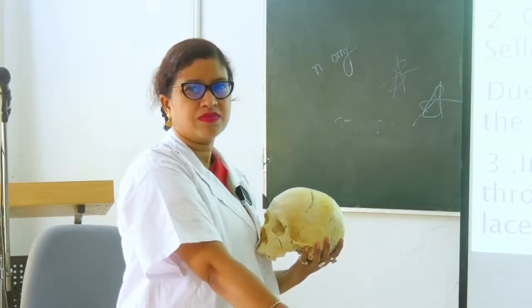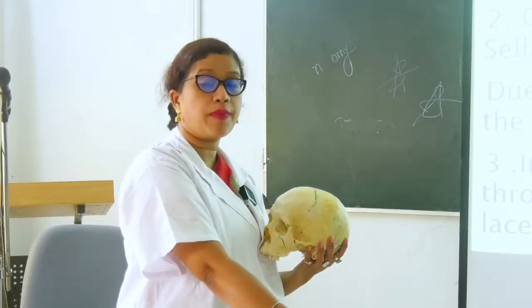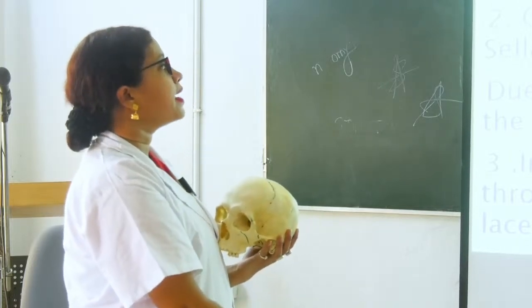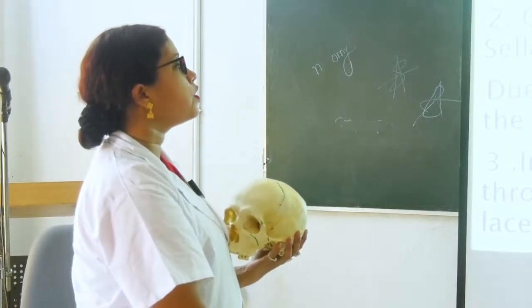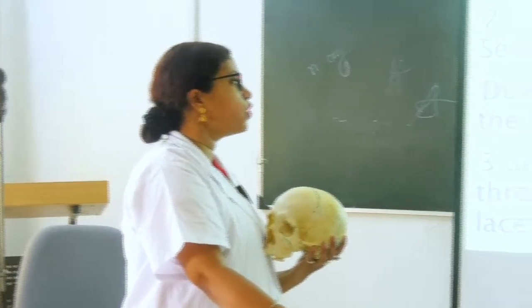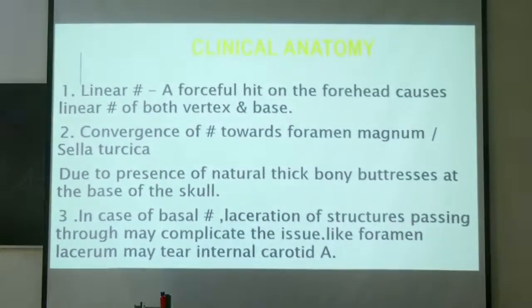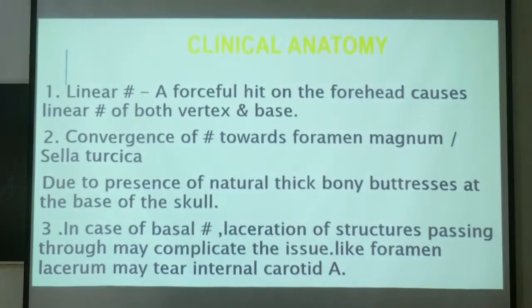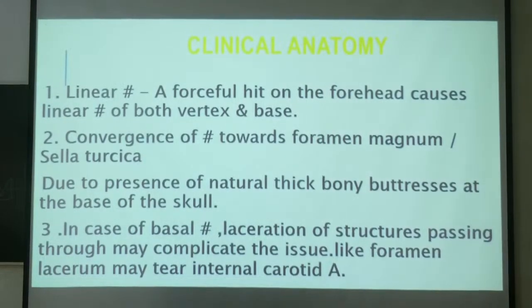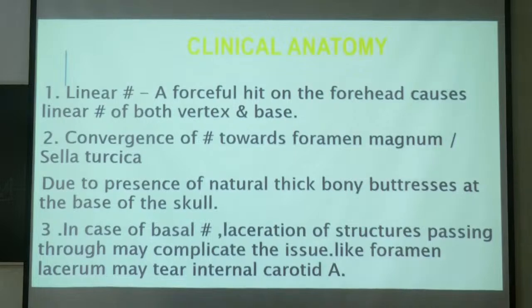RTA, ঠিক আছে, রোড ট্রাফিক অ্যাক্সিডেন্টে হতে পারে base of the skull is get fractured. Okay, so in that case what will happen? Laceration of structure passing through may complicate the tissue like the foramen lacerum. Foramen lacerum দিয়ে কি কোন স্ট্রাকচার কাটবে? That is the internal carotid artery, ঠিক আছে। সো দ্যাট ইজ দ্য কজ অফ ডেথ, বোঝা গেল?